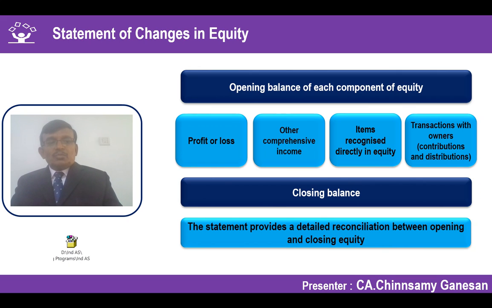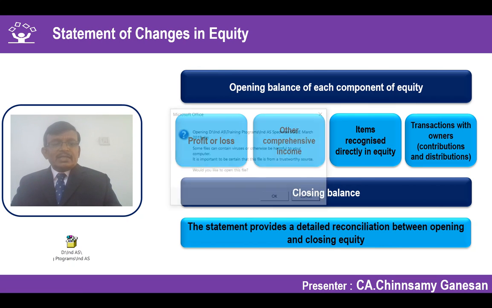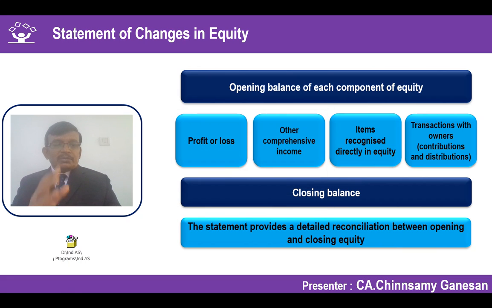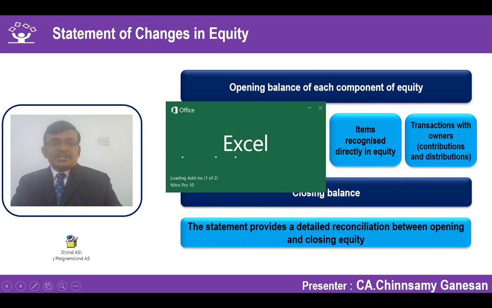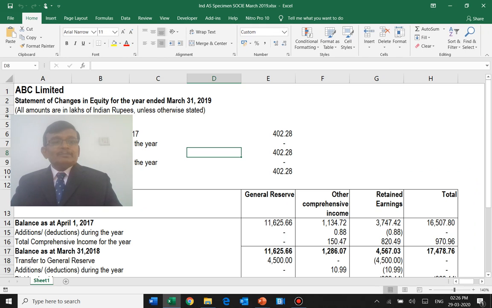So it more or less gives a reconciliation between opening and closing equity. For you to understand, I'm trying to show the format of the statement of changes in equity, which basically goes like this.